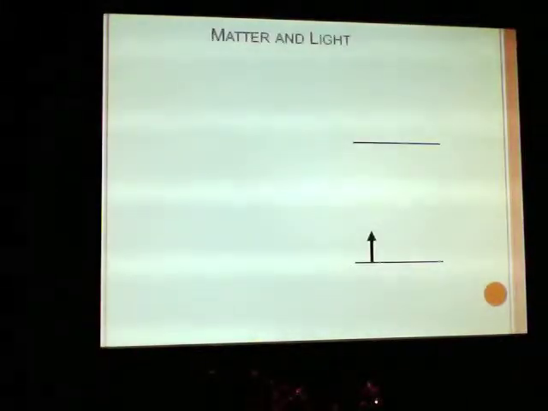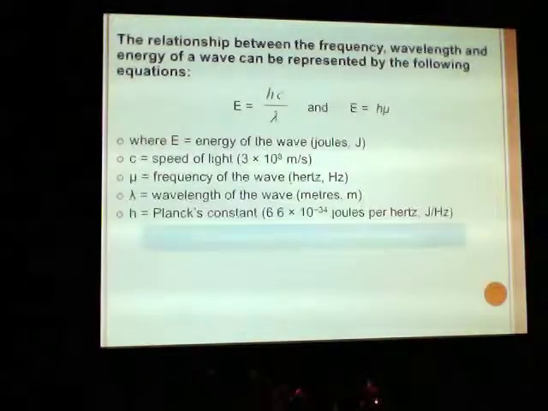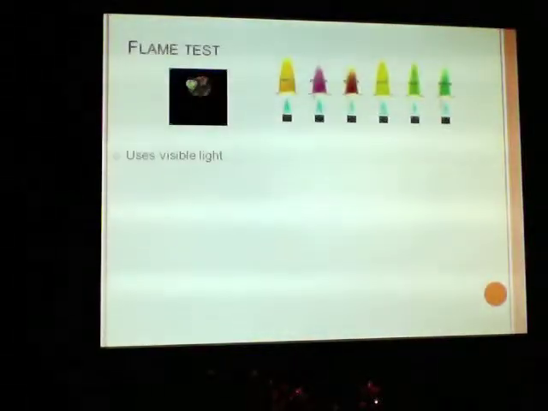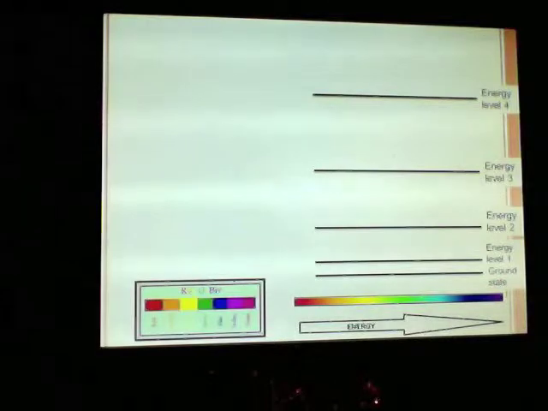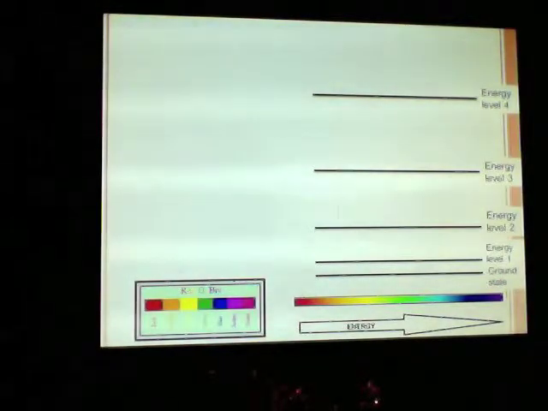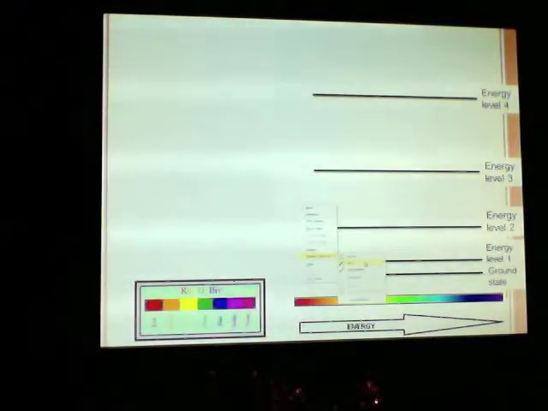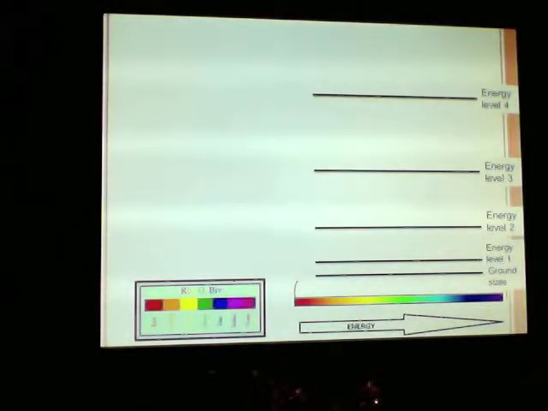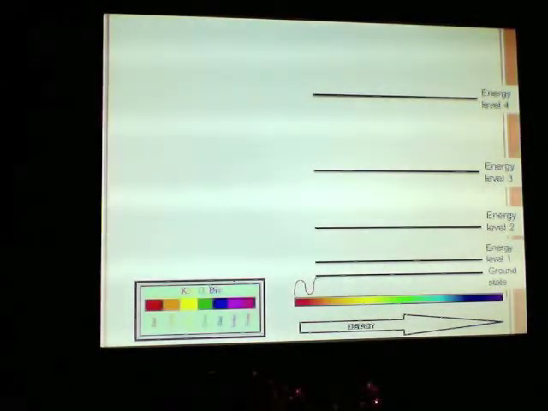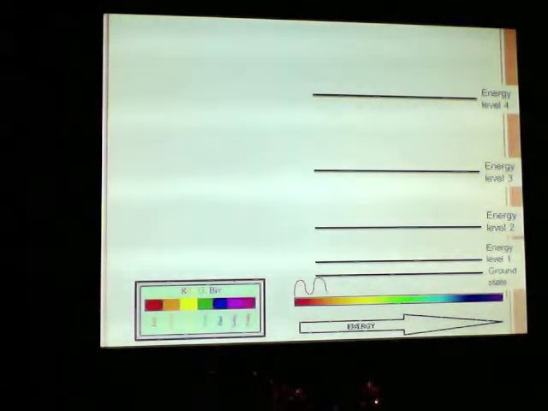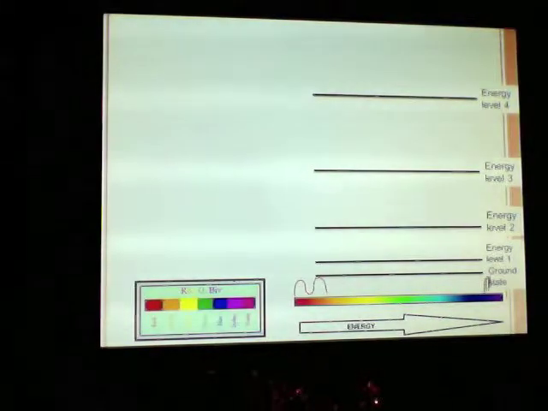Alright, so this is all revision as well. Let's get to the visible light spectrum here. It starts off at red, which is again bigger wavelengths, to a purple, which is tiny wavelengths.